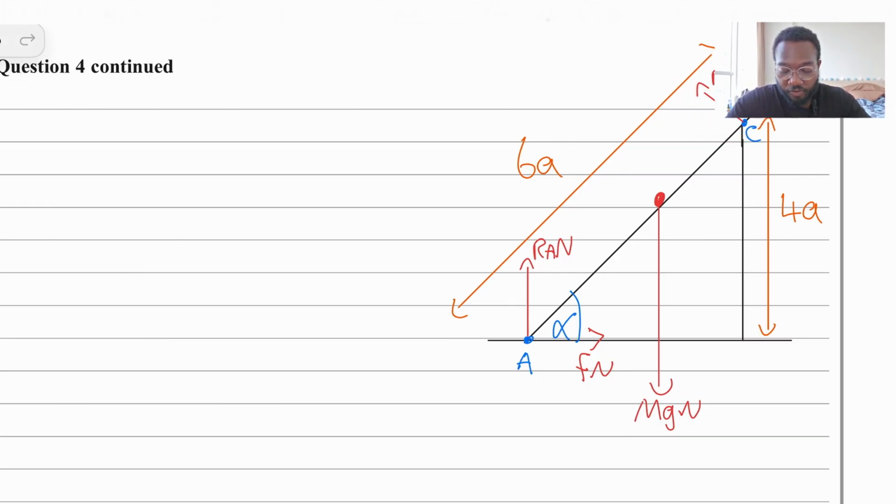Now, we know the length between A and B is 6a, and we also have this length of 4a. One thing with this question is that we want to take moments, okay? But we don't have moments from A to C. We only have moments from A to B. So how can we work this out? Well, what they actually want us to do in this question is use Pythagoras' theorem here. No, not Pythagoras' theorem. No, they want us to use SUVAT. They want you to use SUVAT in order to work this out.